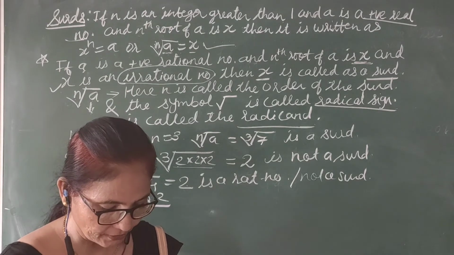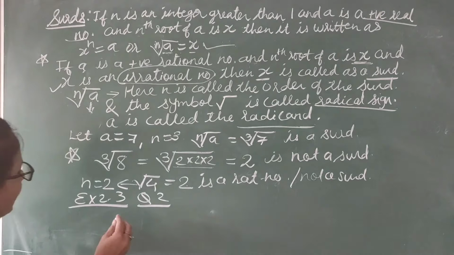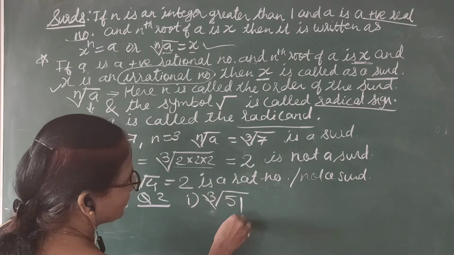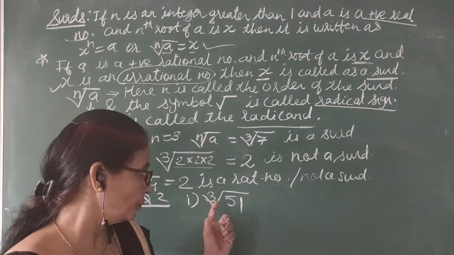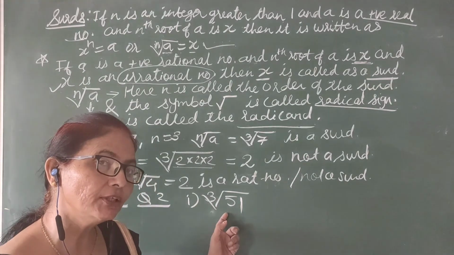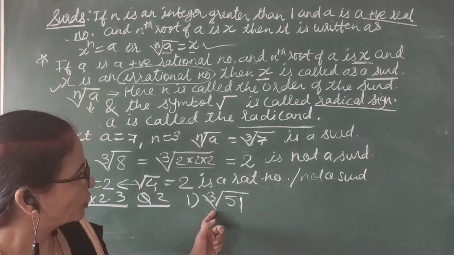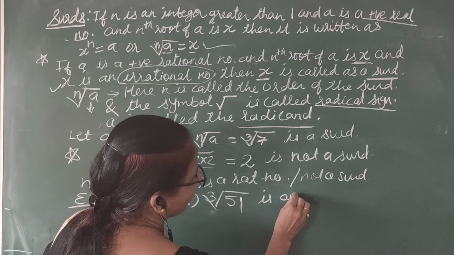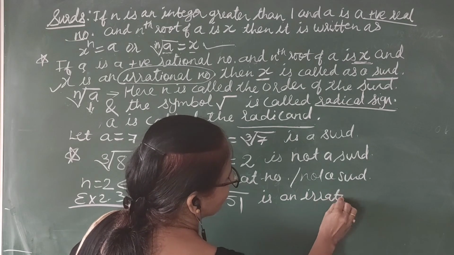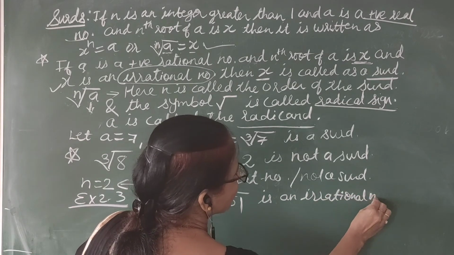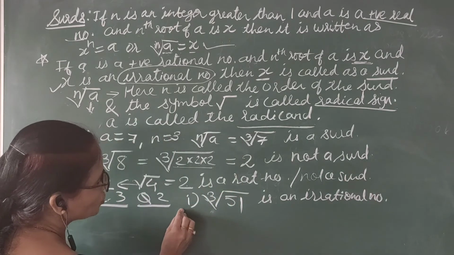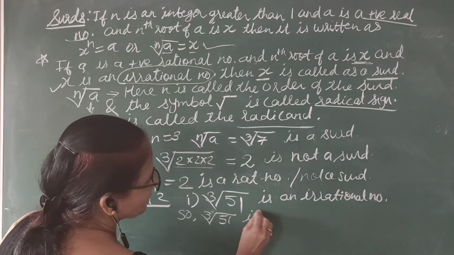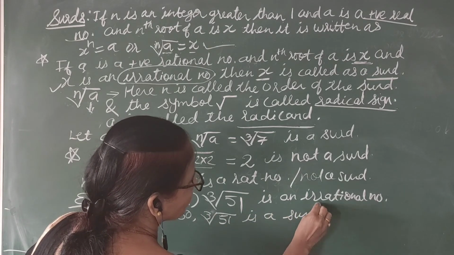So let's see example number one. First is cube root of 51. Do you have a perfect cube root of 51? No. So what do we write? Cube root of 51 is an irrational number. So cube root of 51 is a surd.